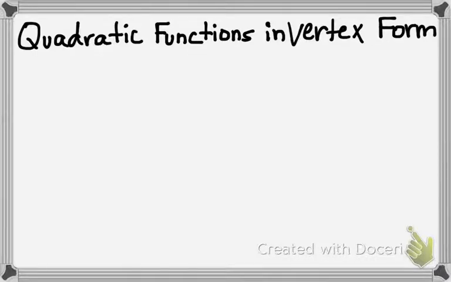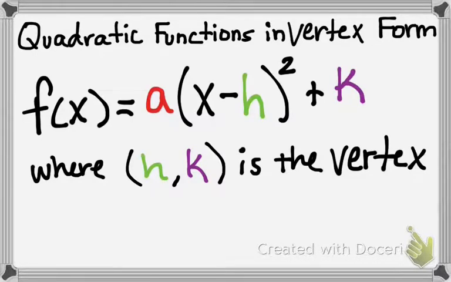Now, we write vertex form as f of x is equal to a times (x minus h) squared plus k, where (h, k) is the vertex. Again, mathematicians aren't really that creative, that's why we call it vertex form.